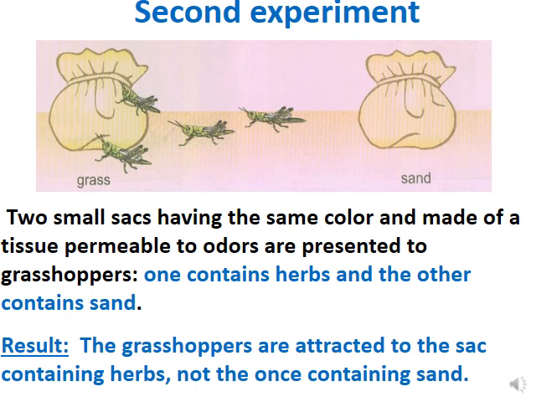Second experiment, two small sacs have the same color and are made of tissue permeable to odor. It allows the odor to go through it. They are presented to the grasshopper. One of them contains herbs, meaning plants, and the other contains sand. So here, the result is the grasshopper is attracted to the one containing the herbs and not the one containing the sand.